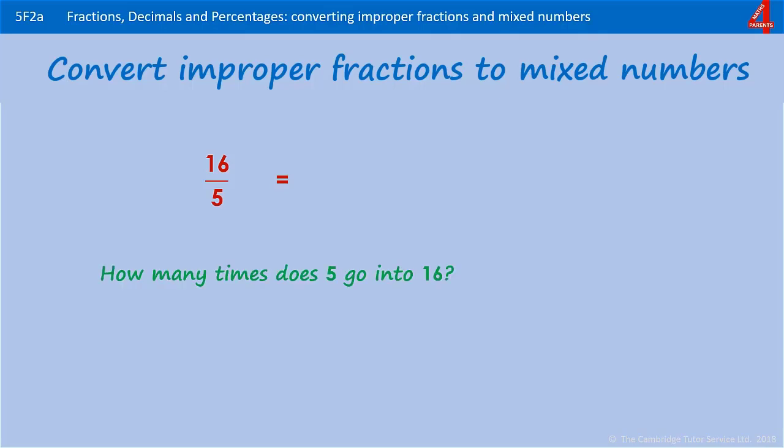How many times does 5 go into 16? Well, 3 times 5 gives us 15, so 3 is our whole number. How many fifths have we got left? Well, we've taken 15/5 out of the 16/5, so we must have 1/5 remaining.